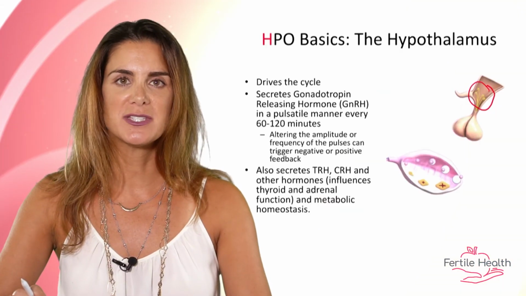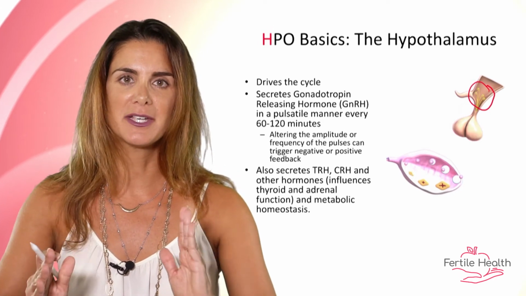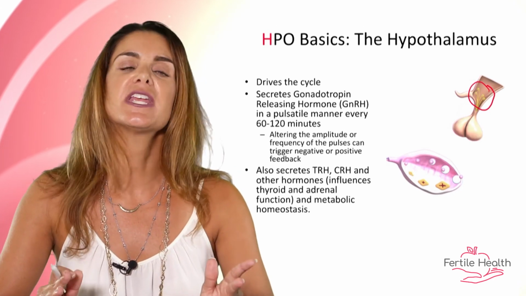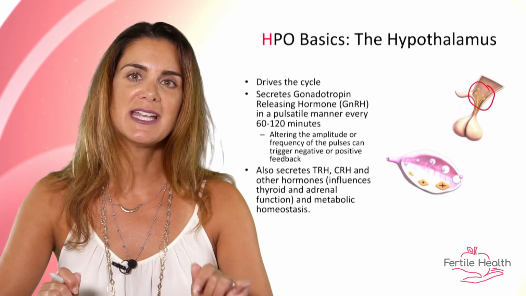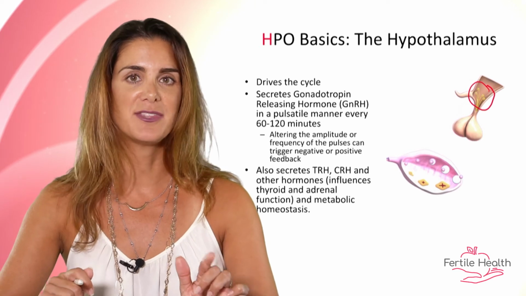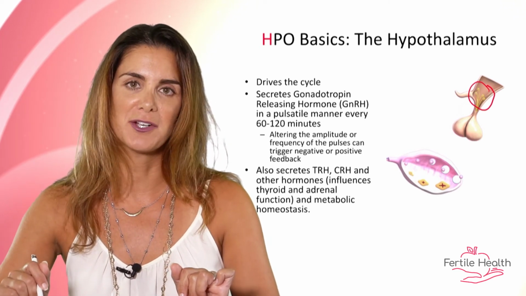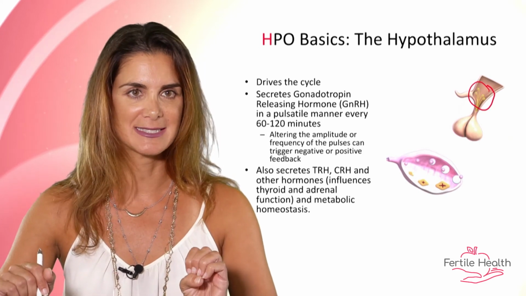So if anything changes the amplitude, which is the height of the pulse, or the frequency, which is how long it is between pulses, you're going to change the function of GnRH and potentially change the cycle regularity of the patient. That's another way that the infertility medications work, and another reason why it's so important to have a very good working knowledge of the HPO axis.